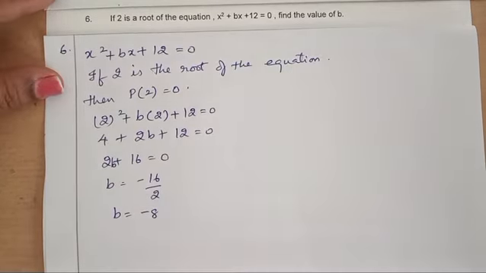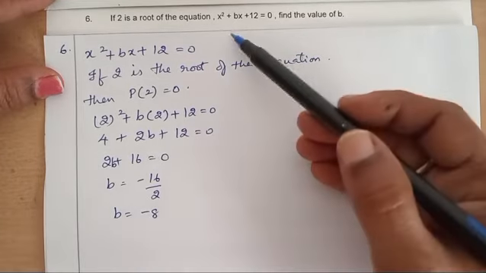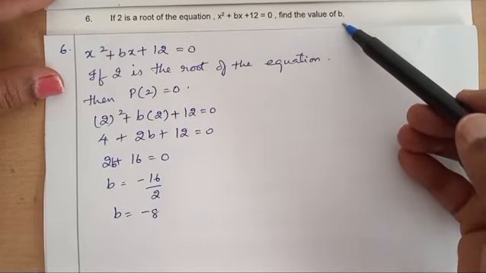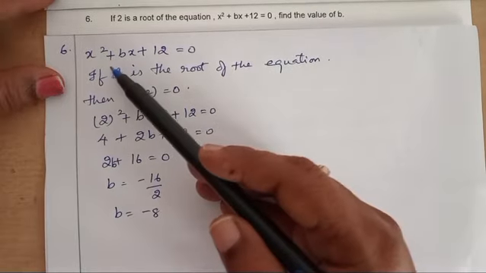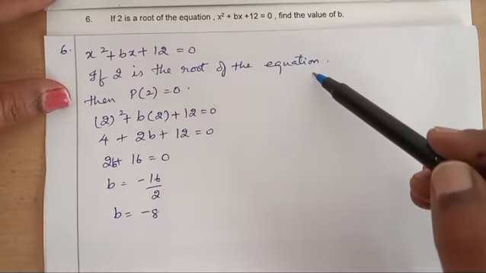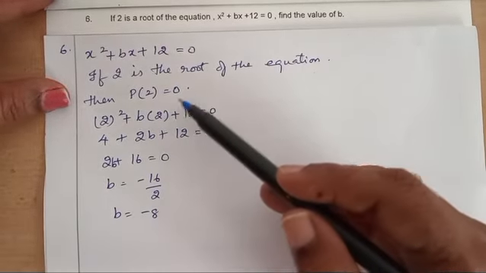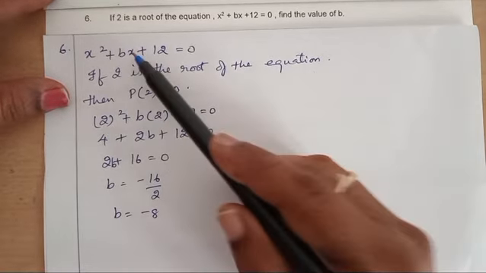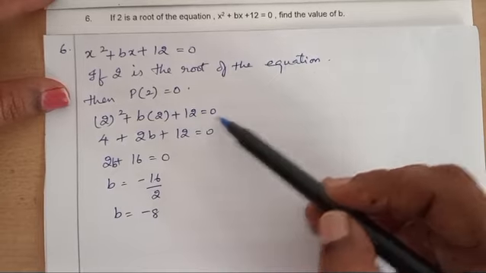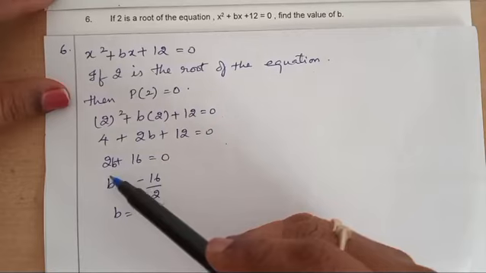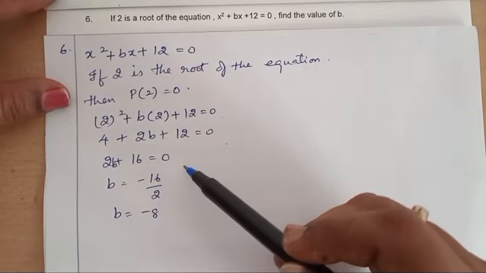Question 6. If 2 is the root of the equation x square plus bx plus 12 is equal to 0, then find the value of b. X square plus bx plus 12 is equal to 0. If 2 is the root of the equation, then p of 2 should be equal to 0. Then 2 square plus b into 2 plus 12 is equal to 0. 4 plus 2b plus 12 is equal to 0. 2b plus 16 is equal to 0.